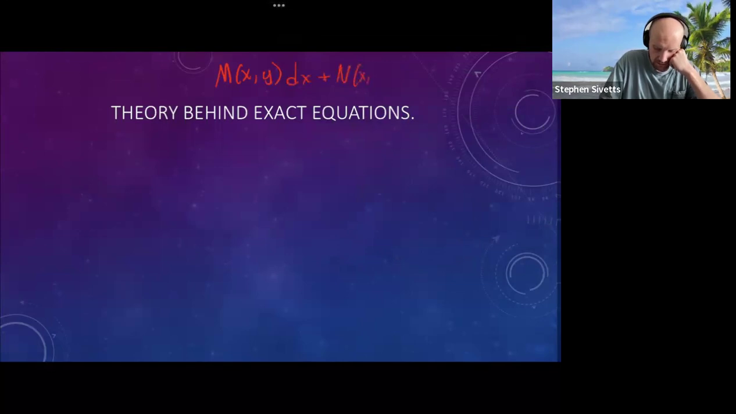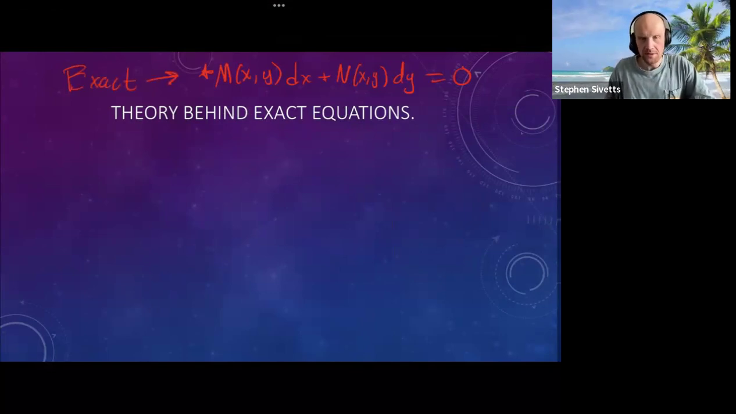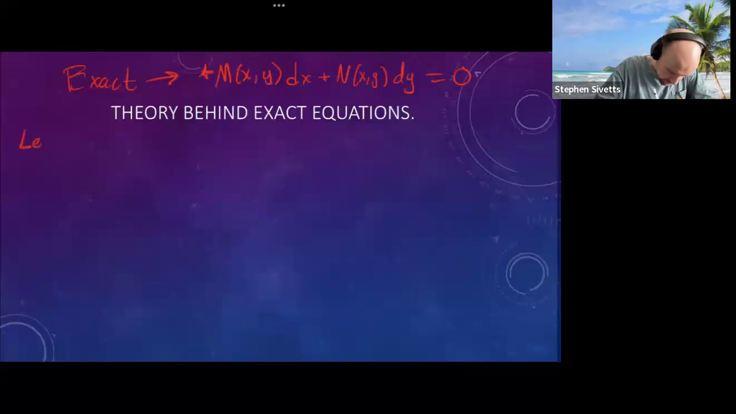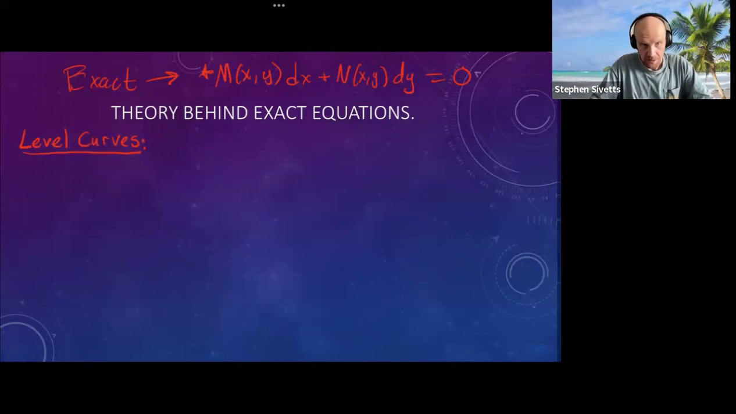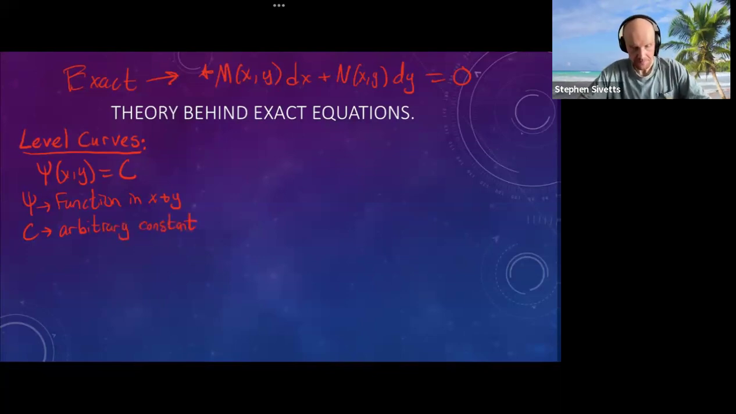dy equals 0. This is the formulation of an exact differential equation, right? Right, looks like this. Okay, and the theory on how this equation came about is we're going to look at a concept in Calc 3, and it's looking at level curves of multi-value functions. So a level curve looks something like this, right? So it's an equation where psi is a function in x and y, okay? And c is just an arbitrary constant, right? It's just an arbitrary constant, all right?